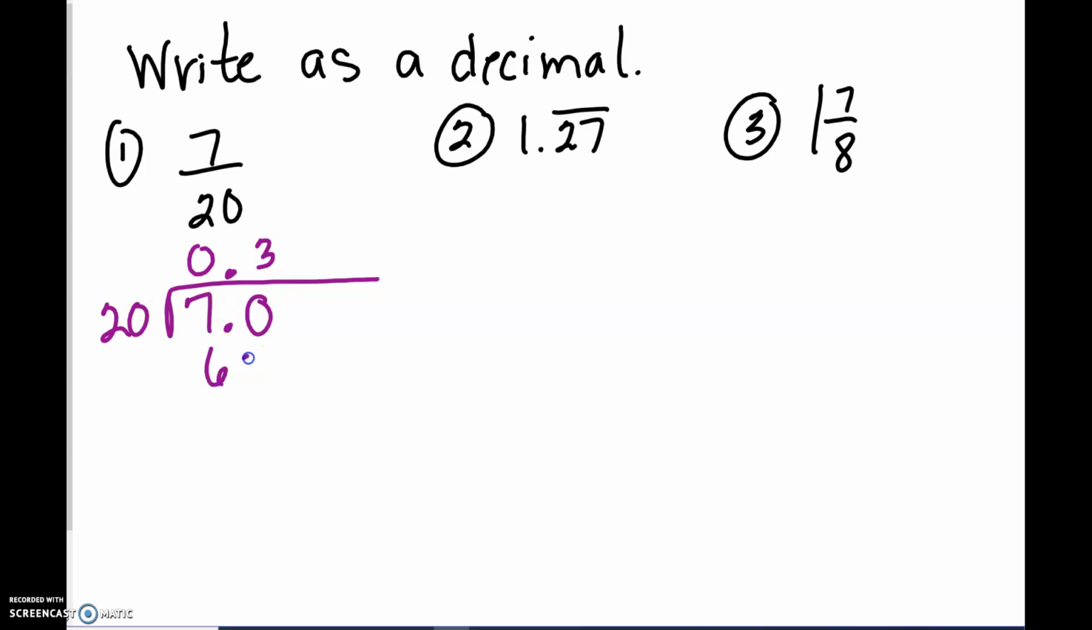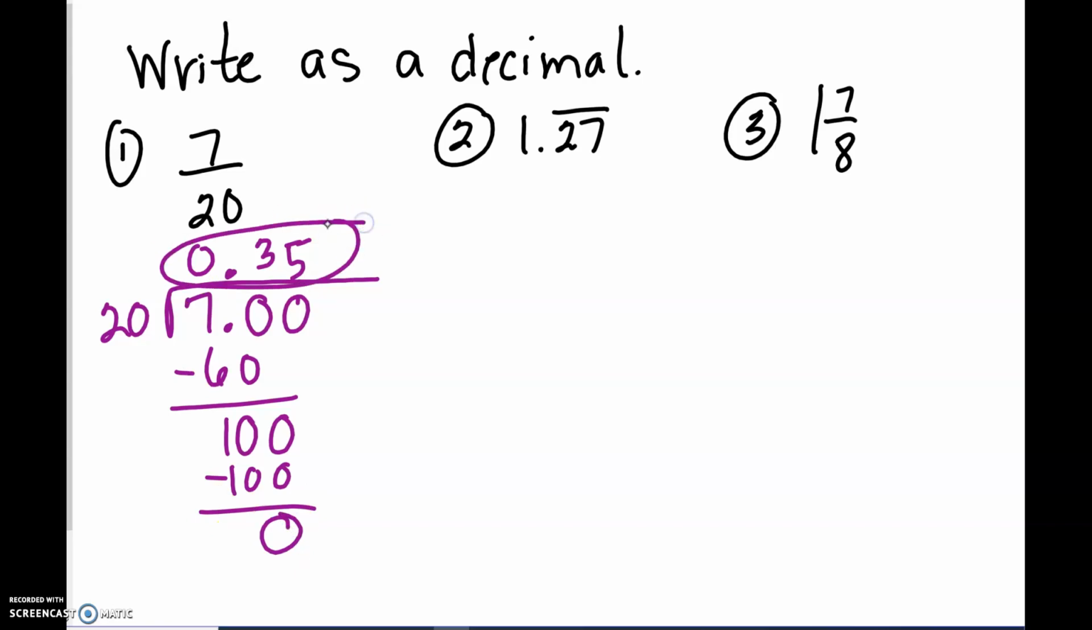So 3 times 20 is 60. 70 minus 60 is 10, so we have a remainder of 10. We've got to keep going. Remember, we're looking for a finite or a repeating decimal. So 20 goes into 100, 20, 40, 60, 80, 100. Oh, it goes in there evenly 5 times. So 5 times 20 is going to be 100, and we do not have a remainder. So my answer here is going to be 0.35, 35 hundredths.